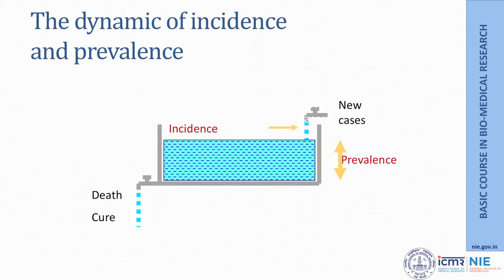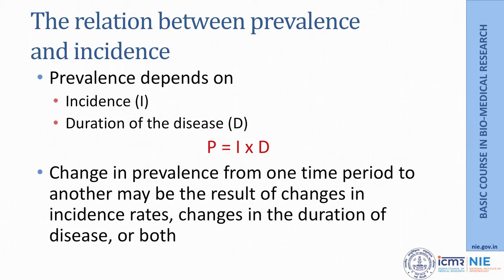The dynamics of incidence and prevalence can be depicted with a diagram like this. There are new cases pouring in, and there are cases going out because they are dying or getting cured. The incident cases are the new cases, and the cases remaining in the tub are the prevalent cases. The relationship between prevalence and incidence is that prevalence depends on the incidence and the duration of disease: prevalence equals incidence times duration, P = I × D.